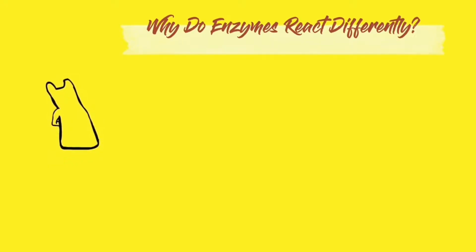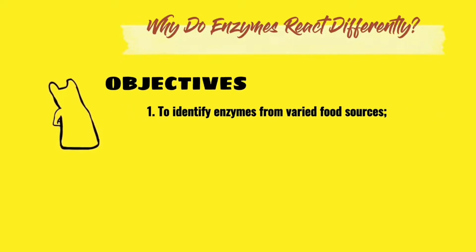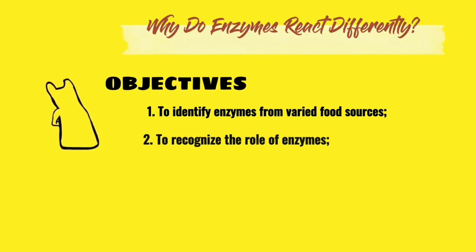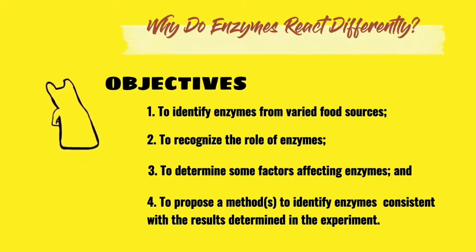Enzymes. In this laboratory experiment, we will be finding out why enzymes react differently. The objectives of the experiment are to identify enzymes from varied food sources, recognize the role of enzymes, determine some factors affecting enzymes, and propose a method to identify enzymes consistent with the results determined in the experiment.